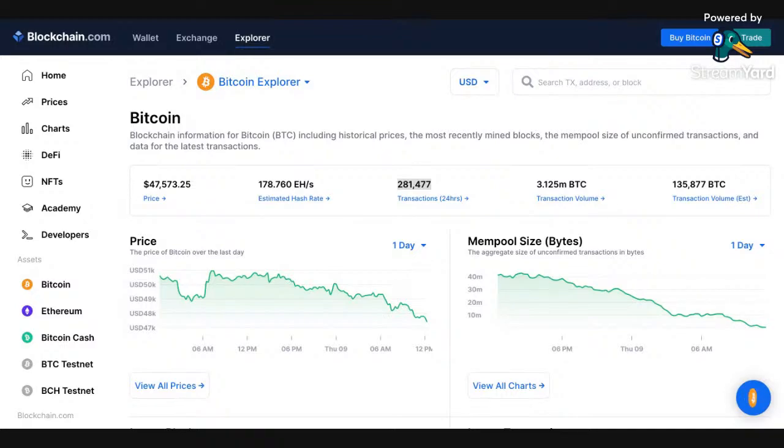So that is a very great application of the blockchain, which everybody needs to explore. If you've been doing transactions but you don't know how to access the number of transactions you've been doing, the blockchain explorer is there for you. The transaction volume that has been done in the last 24 hours is about 3.125 million Bitcoin. This is not just 3 Bitcoin, but 3 million Bitcoins.